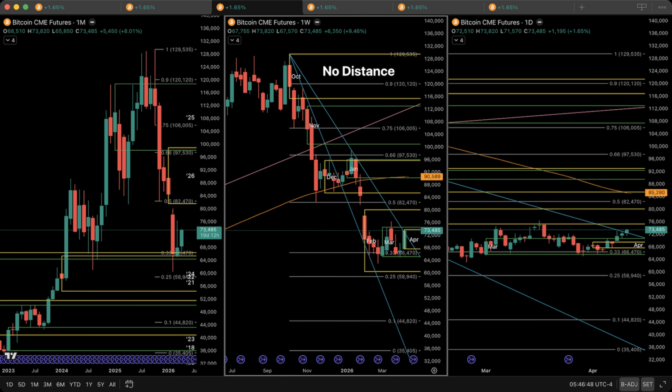Now define the structure. The monthly forms inside the prior range. The weekly forms inside the monthly. The daily rotates inside the weekly. Now everything is nested. Now nothing is free. Now go back to what you saw before. Every move tried to expand. Every move failed. Every move returned. Now the reason is visible. There is no higher time frame support.